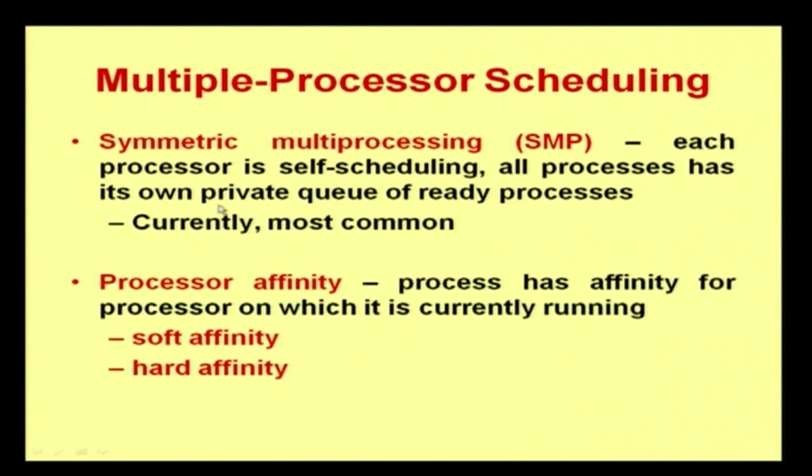All processors have their own private queue of ready processes. And processor affinity is of two types. One is soft affinity and the other is hard affinity. What is soft affinity?